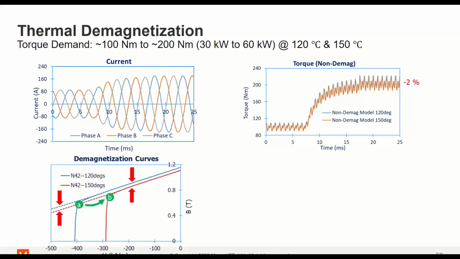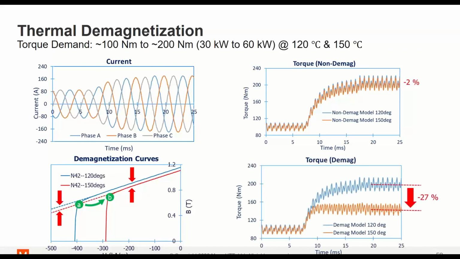Under the DMAG model, the effect of both higher temperature and current is very significant, and it results in a 27% reduction in torque. And this is because a combination of both higher temperature and current lowers the field required to demagnetize the magnets significantly.